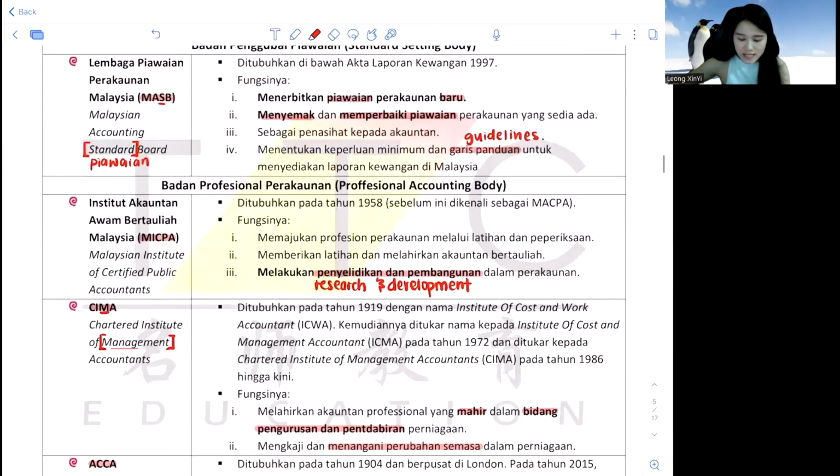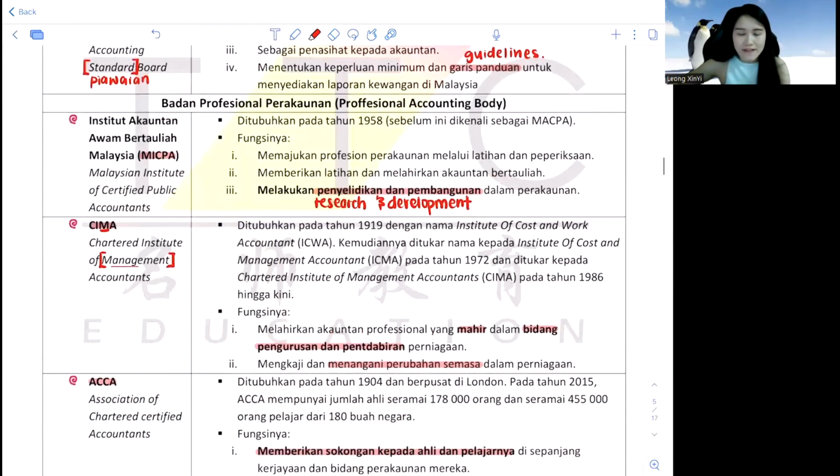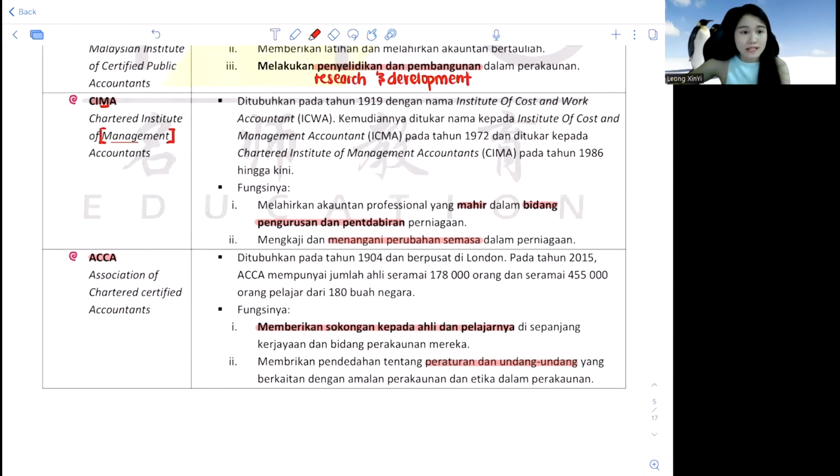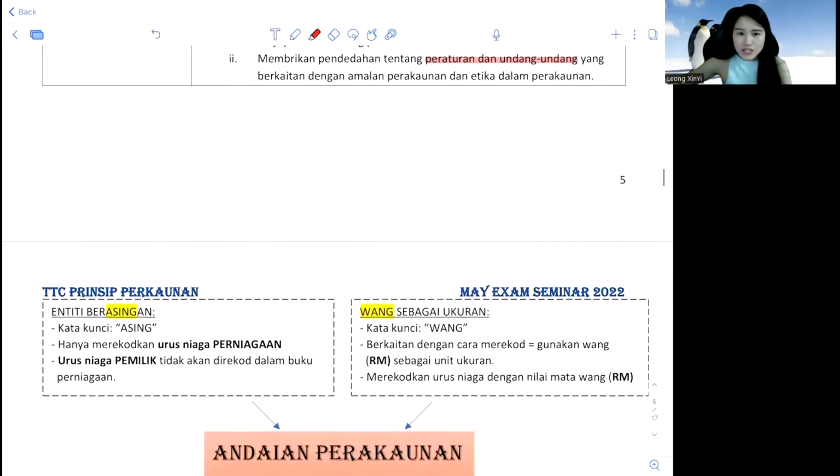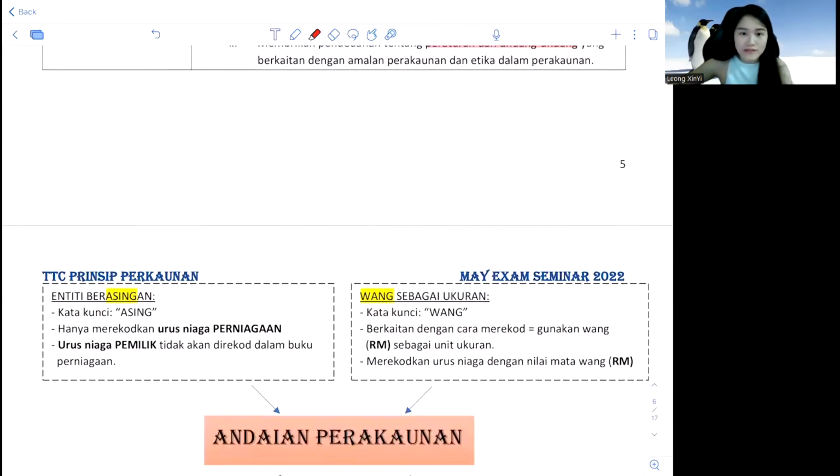So you all need to recognize the usage of them. All these that I've highlighted is usually what they ask for in objective questions. Okay, so let's move on to page number 6. Page 6, this is the last part of our bab 1 already. That's it that I want to cover for chapter 1.